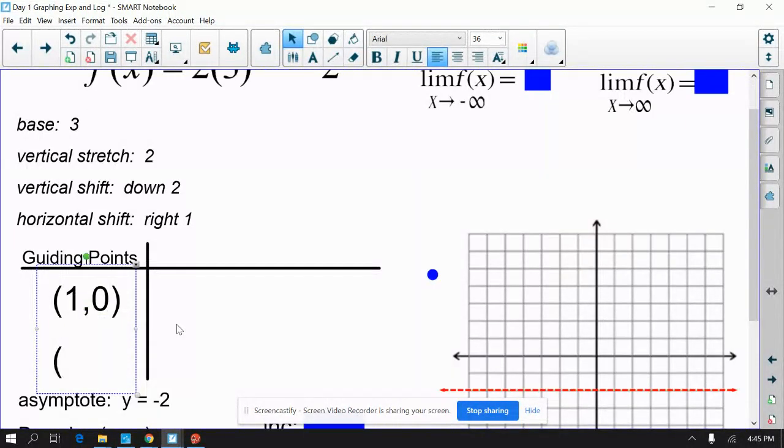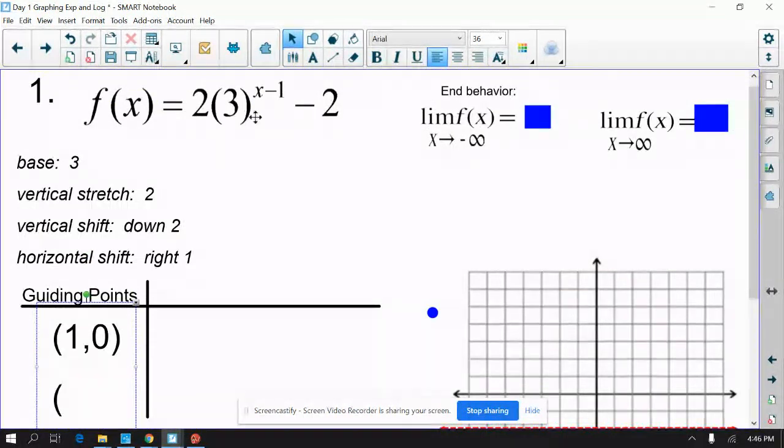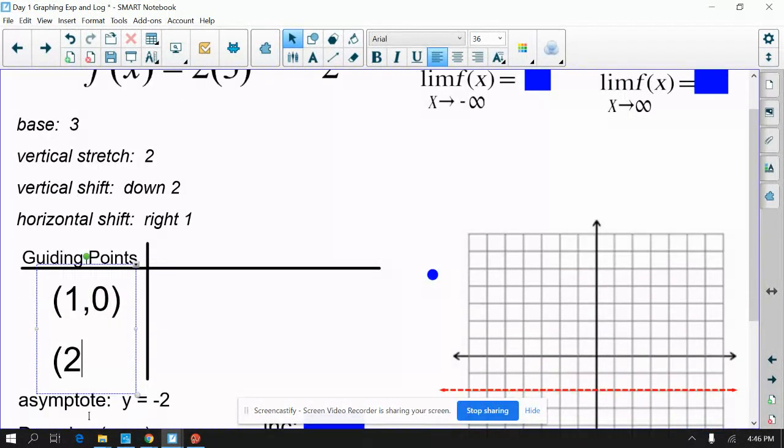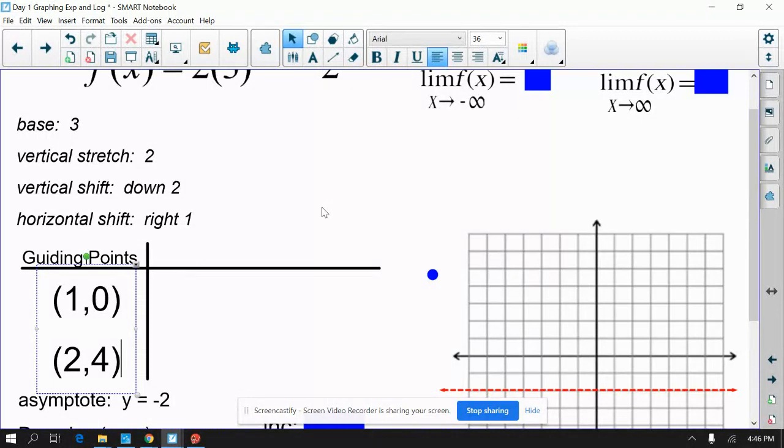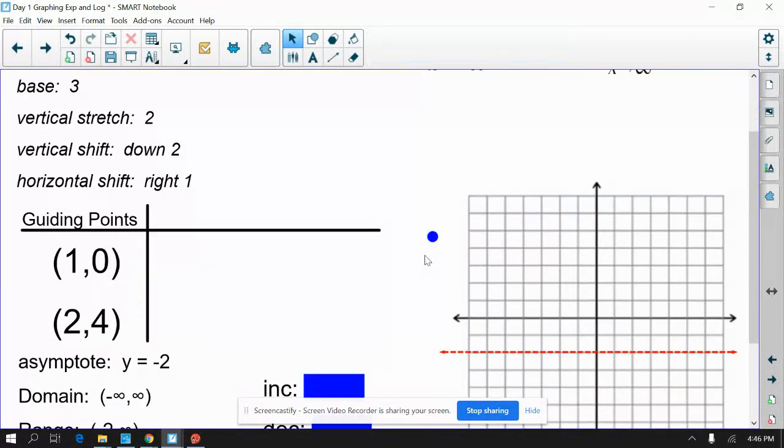What's another smart choice for an x value? Maybe 2. 2 is a decent choice because when x is 2, then the exponent is 1. So 3 to the 1 is 3. 2 times 3 is 6. 6 minus 2 is 4. And let's see if we can get away with just plotting 2 points. (1, 0) and (2, 4).